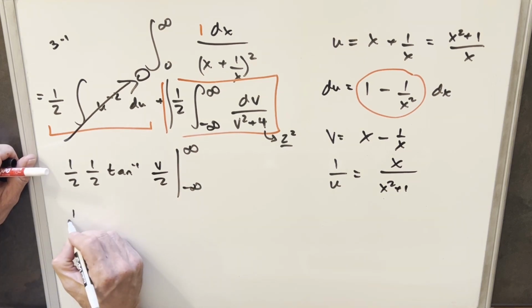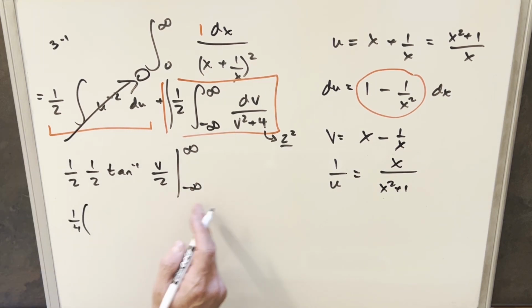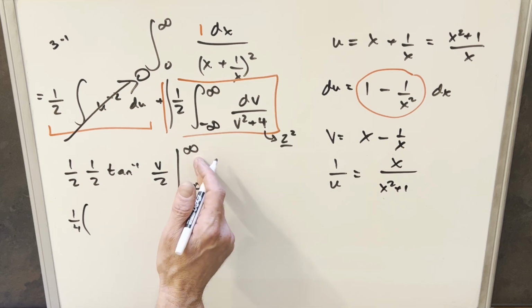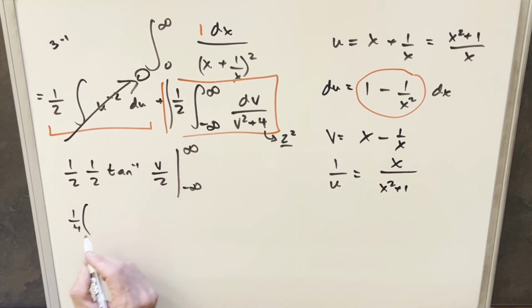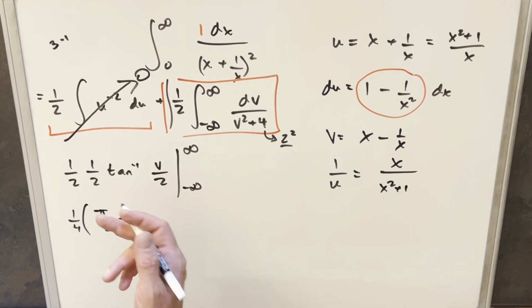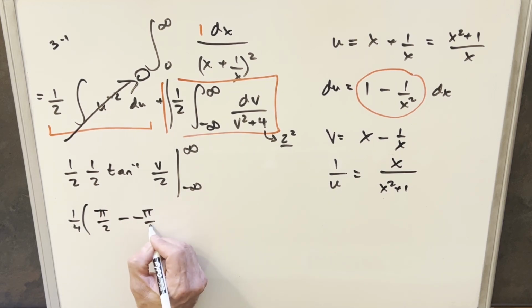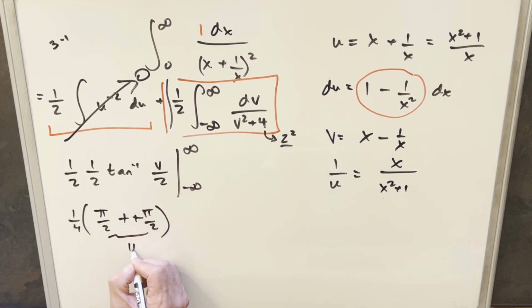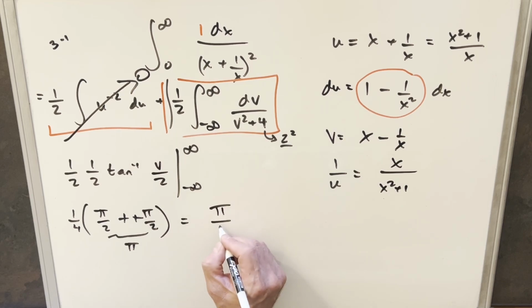So evaluating this, I'm going to have 1/4 out front. Now with infinity, this 2 isn't going to do anything, right? So when we evaluate this at infinity, arctangent at infinity is going to be pi over 2. And then arctangent at minus infinity is going to be minus pi over 2. But minus and minus is going to cancel. We add these together and we get pi. So pi times 1/4 is going to give us our final solution of just pi over 4.